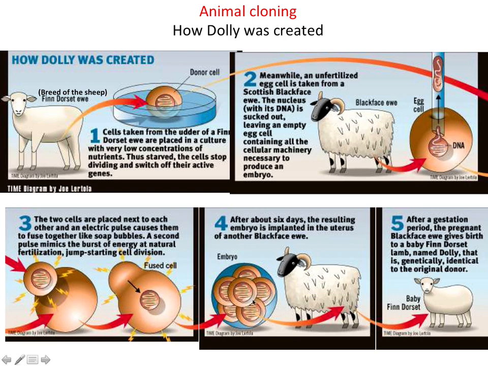After a few days, like 5 or 6 days, embryos were developed, and these embryos were implanted into another blackface sheep. This sheep can act as a surrogate mother. After the gestation period, the pregnant blackface sheep gives birth to a baby, and that baby is very similar to the donor sheep, meaning the one from which you took the udder cell. So this is the sheep which was first developed in 1997 in Scotland, and the sheep was named Dolly.